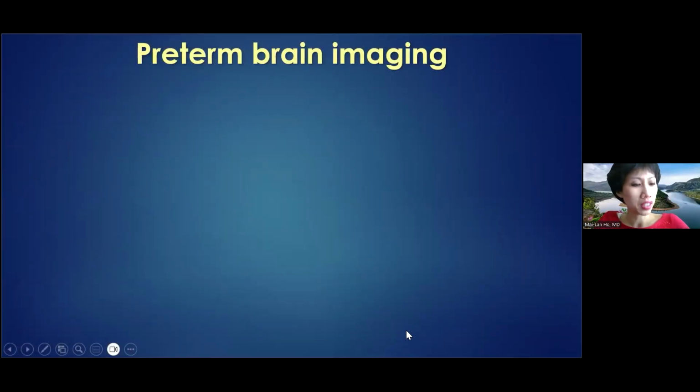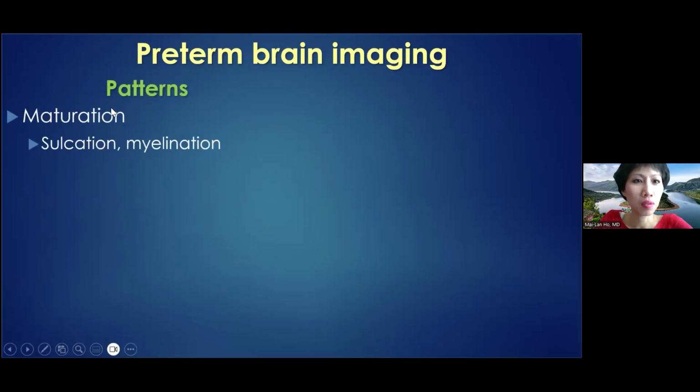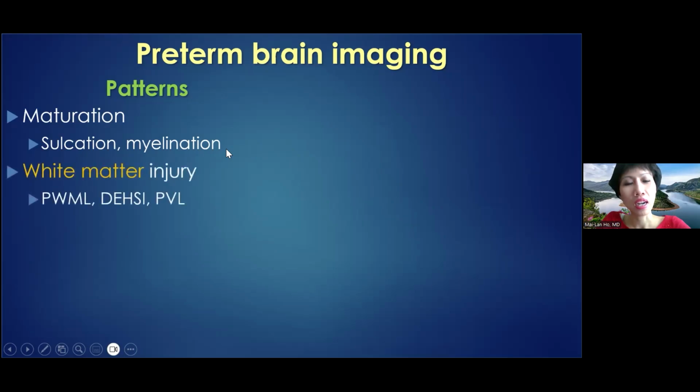Okay, so preterm brain injury imaging. They're going to have an immature brain, so less sulcated, less myelinated than a term infant. There are certain characteristic patterns we see with the preterm brain. The white matter injury, because the white matter is still developing. You can have punctate white matter lesions. You can have diffuse excessive T2 hyperintense signal, just like all the white matter is a little bit edematous. You can have the so-called periventricular leukomalacia, where you actually get cystic degeneration in these watershed areas around the medullary veins that are draining.